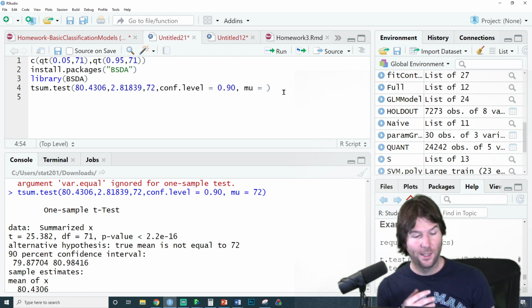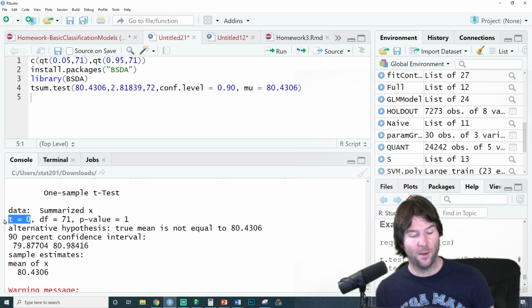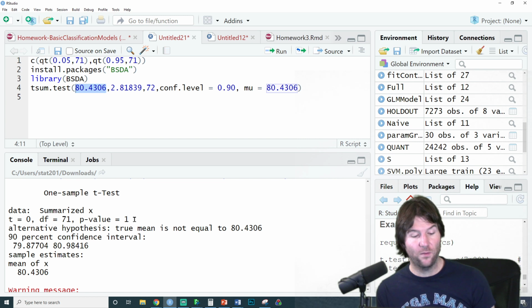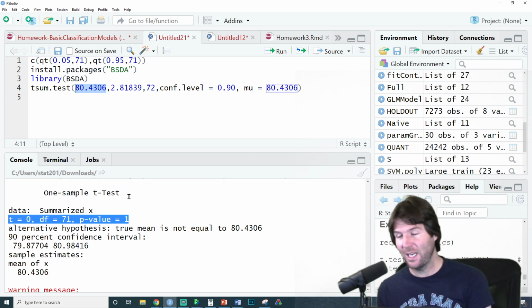So I could put my hypothesized mean to this right here, and now I'll get a t of 0. So my t is 0 because I hypothesized the sample mean to be the true mean. And now the p-value is 1. So lots going on right here, but this is doing a t-test. So this will do a t-test and make a confidence interval.